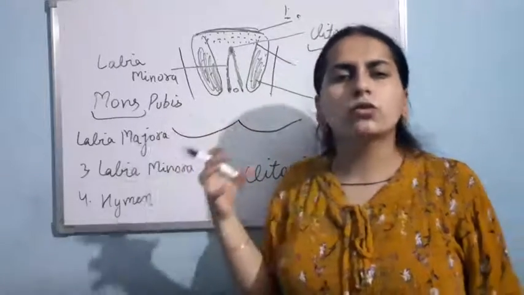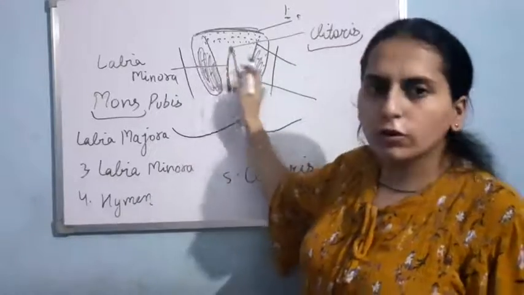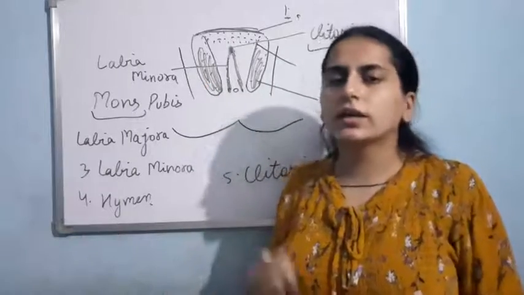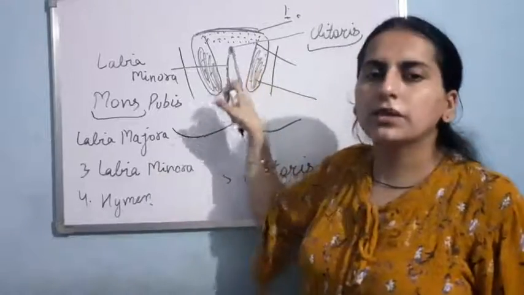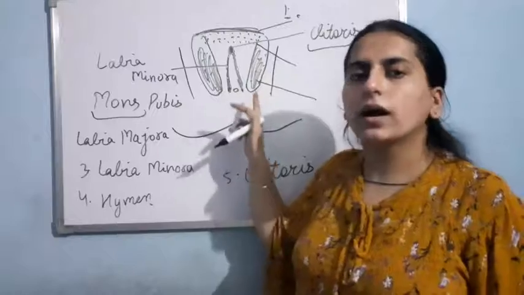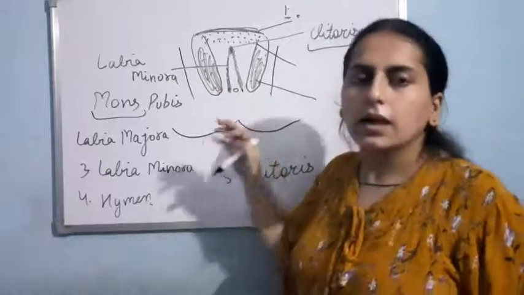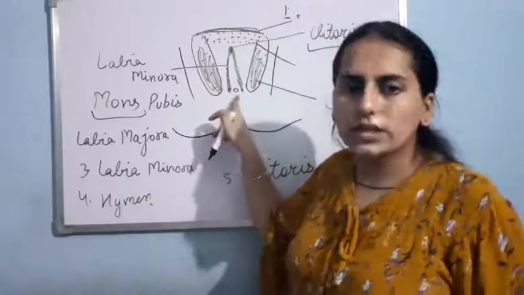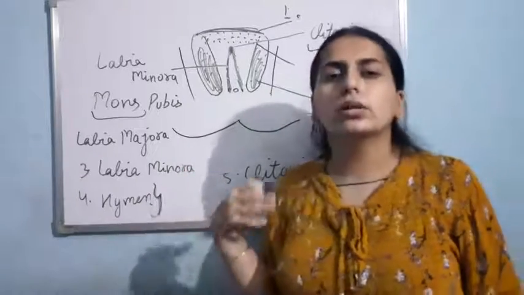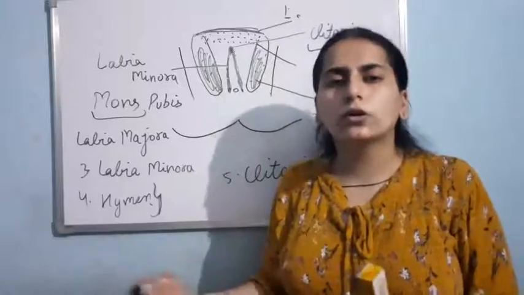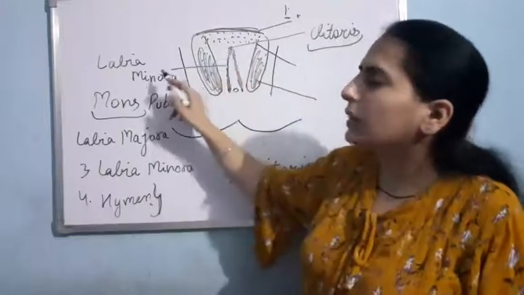Mons pubis, a fatty cushion-like structure which is having the pubic hair. Labia majora, two folds of fleshy cushion-like structure which are again having the pubic hair. Labia minora, under the labia majora, two folds of labia minora are present and they are not having the pubic hair. Then hymen, it is a flap-like structure which covers the vaginal opening, but yes, it is not necessary that it will be present all that time. Due to certain cases, it gets torn. And last one is clitoris, a finger-like structure which is present at the junction of the labia minora.